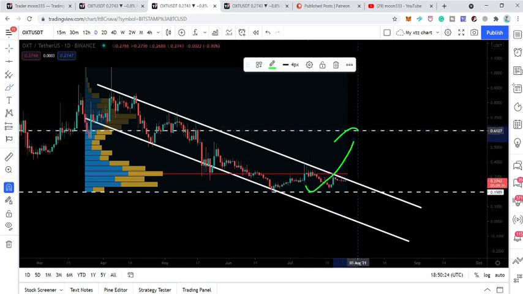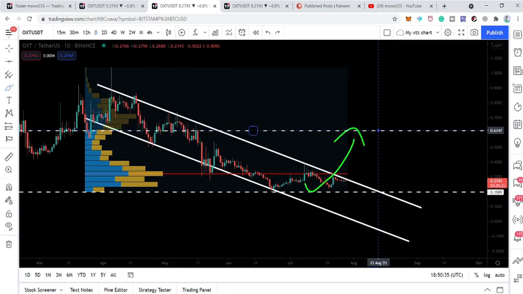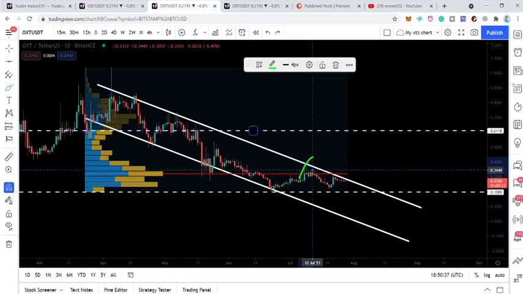And definitely if it moves up to this level, because we have traders' interest at this level as well. So in order to move up to this level, the price action can easily break out the resistance of this down channel.